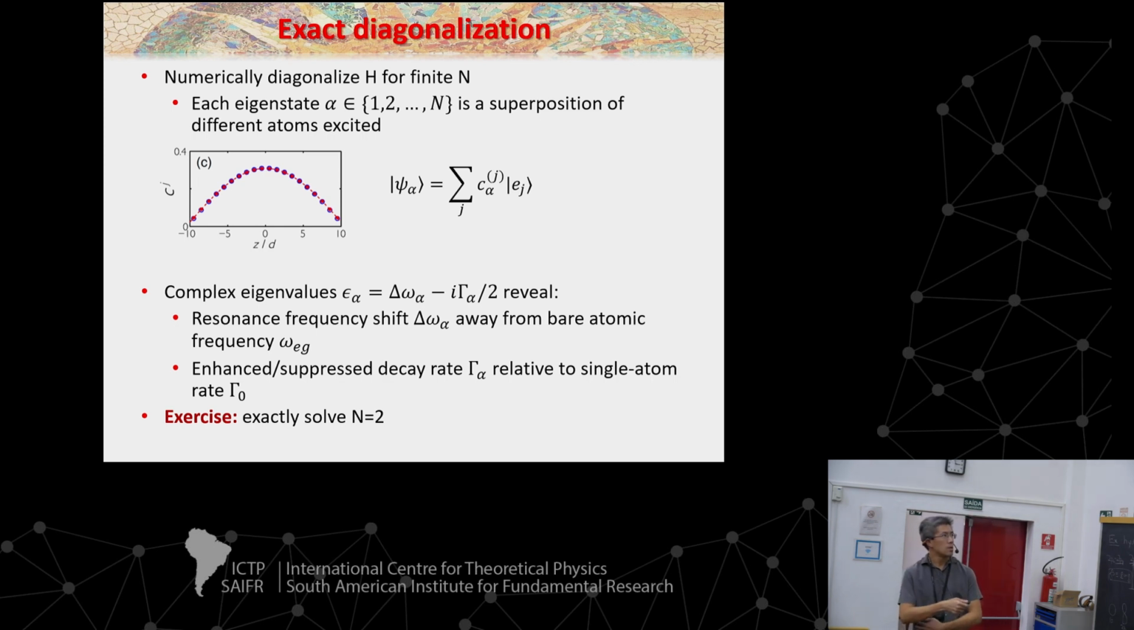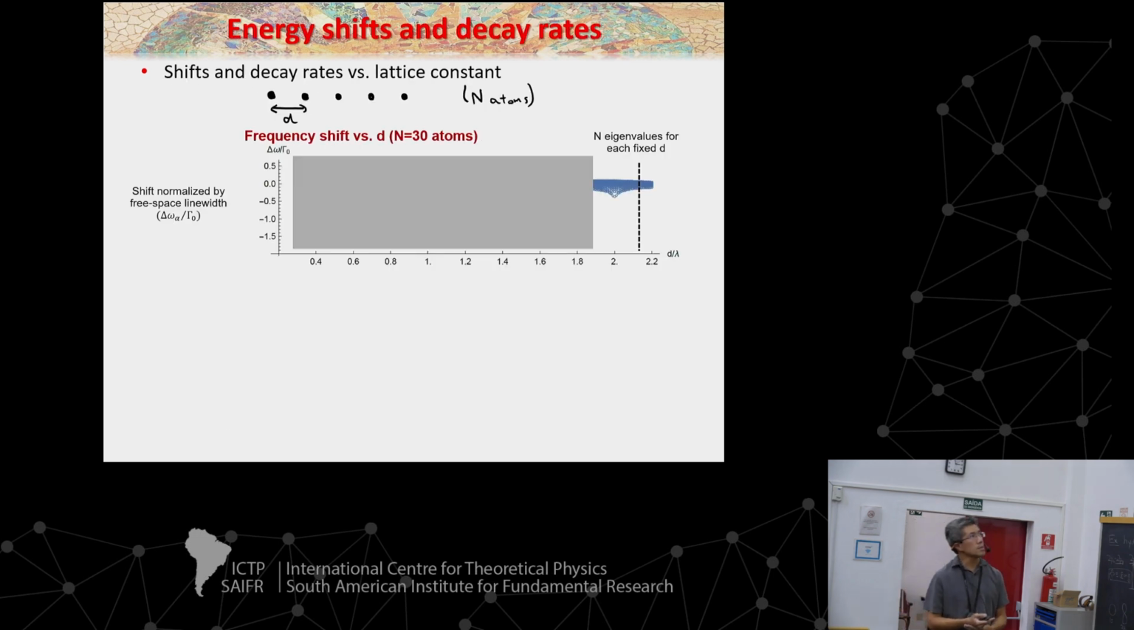effects. Okay? So what I'm going to show you next, we're just going to do it numerically for some moderate number of atoms. Actually, in the exercise for tomorrow, we're going to try and solve the problem of n equals 2 atoms exactly. Okay? So you get a better sense of how this diagonalization works. Okay, so here's the numerical results.